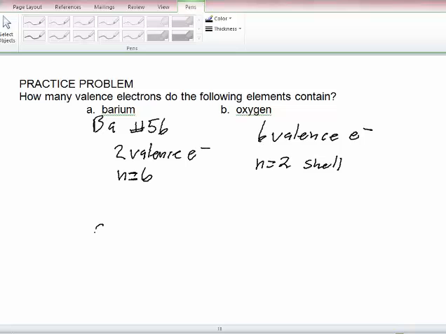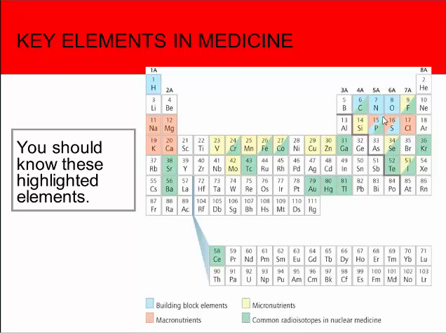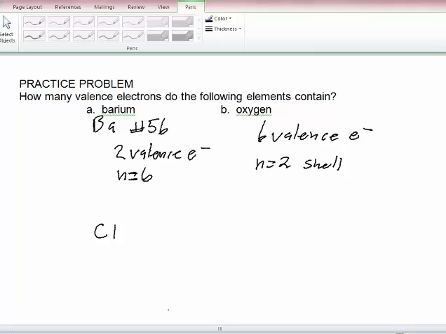And I think we also included chlorine, so let's look at chlorine. Cl is the symbol for chlorine. That's element number 17. It is a halogen. It's in group 7A. Group 7A elements have 7 valence electrons. So chlorine has 7 valence electrons. They reside in 1, 2, 3, the n equals 3 shell, corresponding to period 3. So chlorine, 7 valence electrons in the n equals 3 shell.